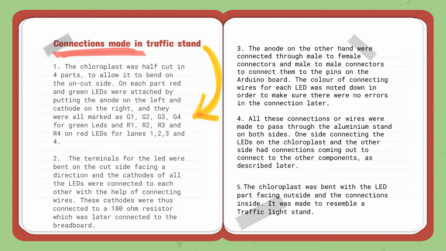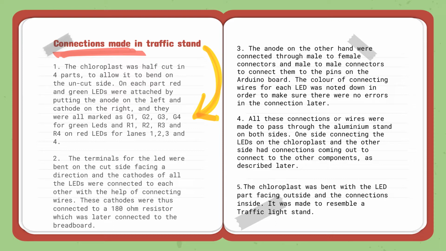Connections made in the traffic stand can be understood as follows. Number 1. The chloroplast was half cut in 4 parts to allow it to bend on the uncut side. On each part, red and green LEDs were attached by putting the anode on the left and the cathode on the right side, and they were marked as G1, G2, G3, G4 for green LEDs and R1, R2, R3 and R4 for red LEDs for lanes 1, 2, 3 and 4.